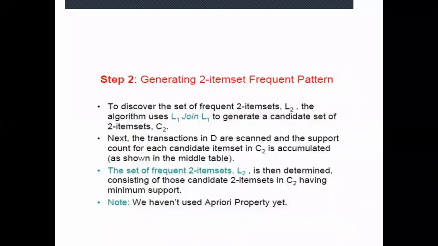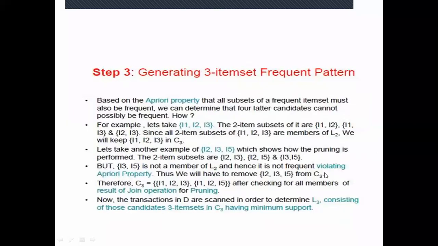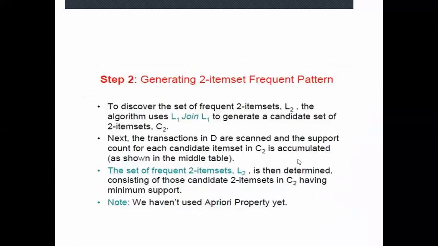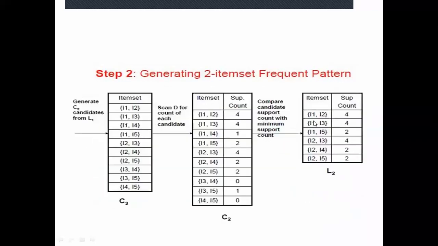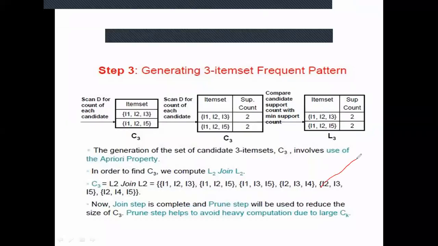Now, if you will check L2 over here, in L2, you are not having one set. What is that? Which one is not there? I3, I5 is not there, but I3, I5 is coming over here. You can check over here that I3, I5 is not there. So if I3, I5 is not there in L2, I can't take this thing in my C3. So I won't be taking this one. I won't be taking I2, I3, and I5 set.